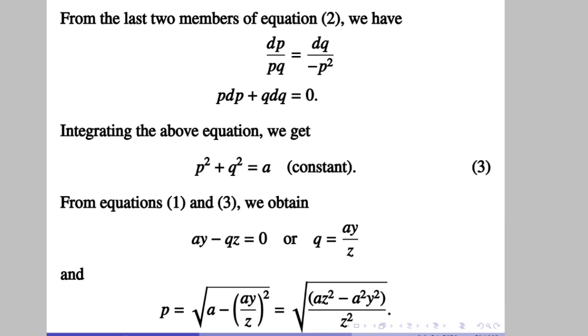So first, the last two members we are adopting. In the last two equations, p dp plus q dq is equal to 0, since the common factors get cancelled. So integrating, we are getting p square plus q square equal to a. So this, replacing from 1 and 3.